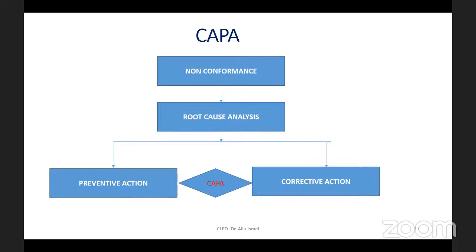Now, let's look at the CAPA. CAPA is from corrective action and preventive action. First and foremost, when there's a non-conformance, which is any event that deviates from the standard, first you do a root cause analysis. Then you do a corrective action or a preventive action, depending on whether it has happened. If it has happened, a corrective action. If it has not happened, you do a preventive action.